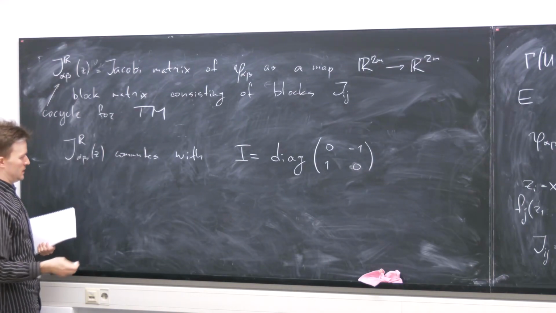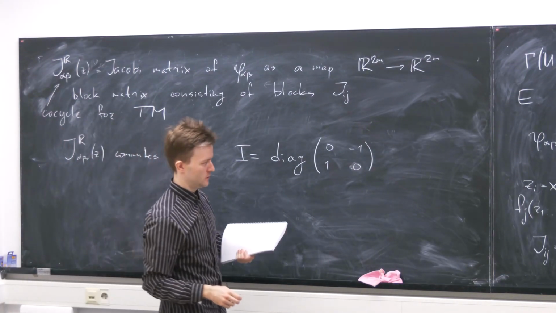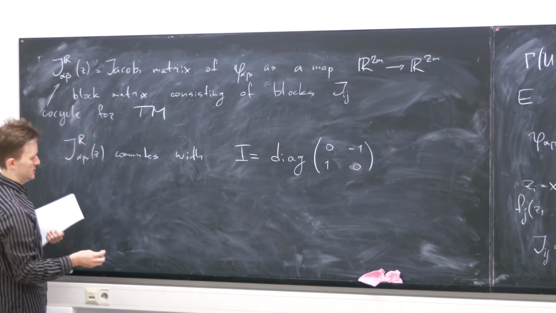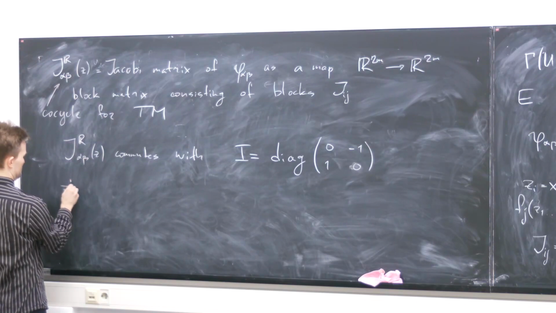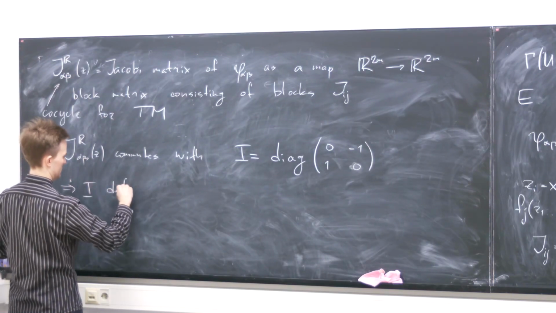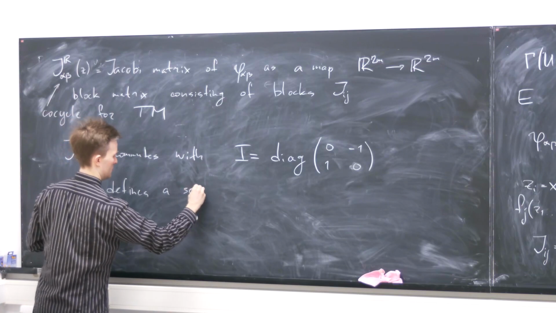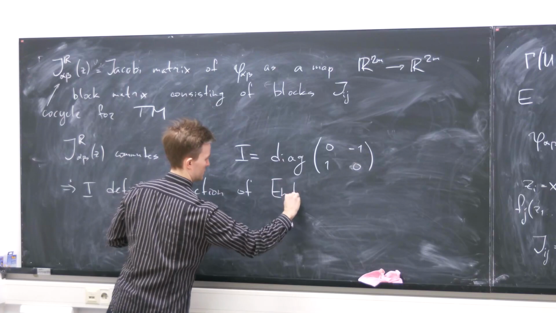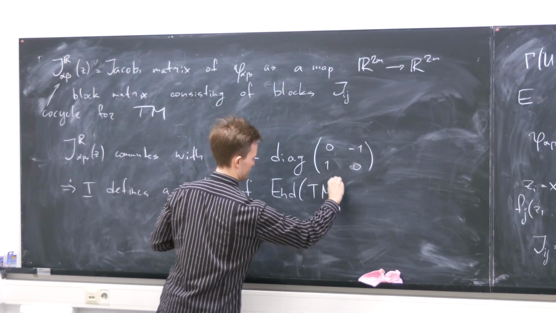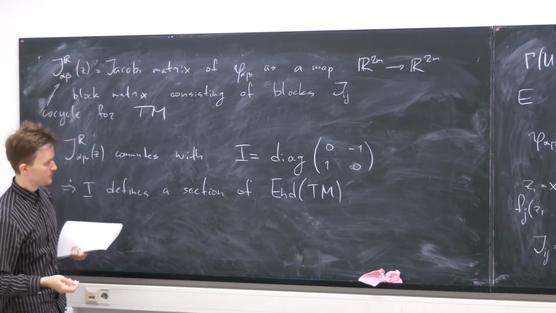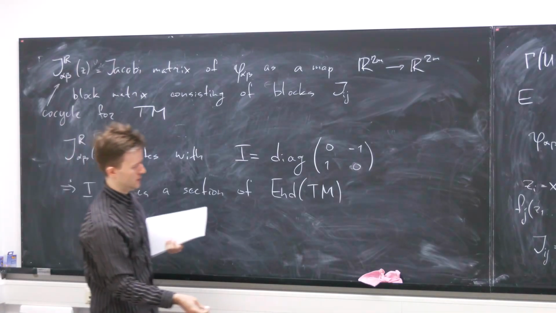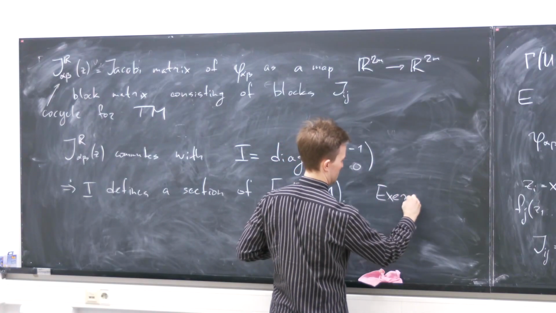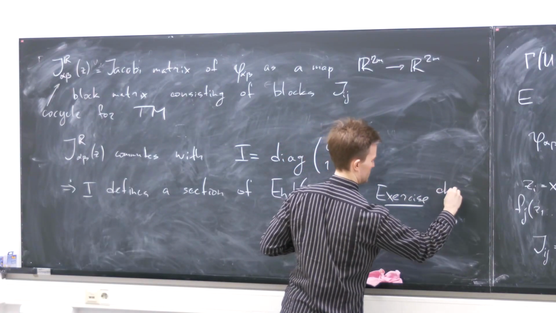So then if you think about what it means in terms of vector bundles, this means that this I actually defines a section. So I defines a section of the bundle of endomorphisms of Tm. Right? Well, if you are not sure, then you should think about it. So as an exercise, check this.